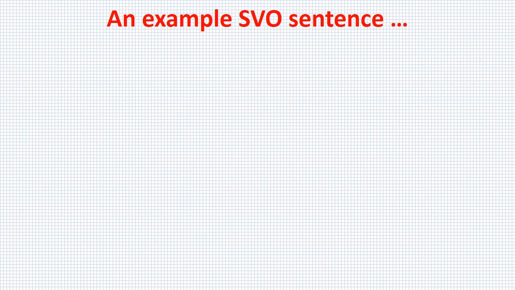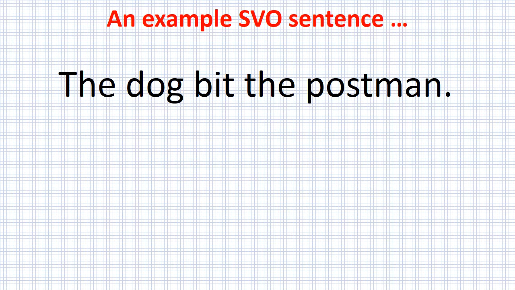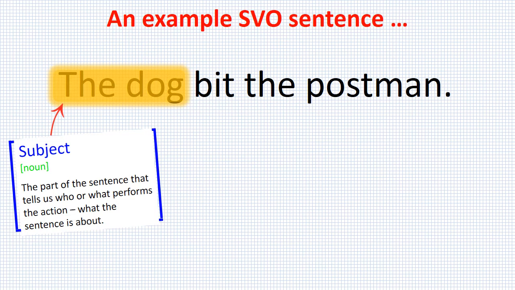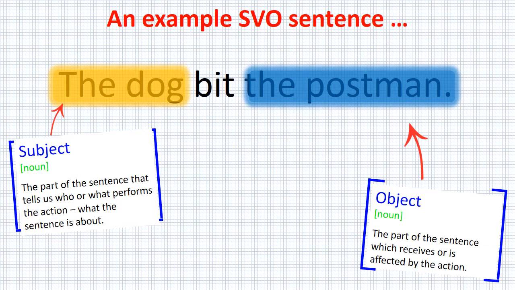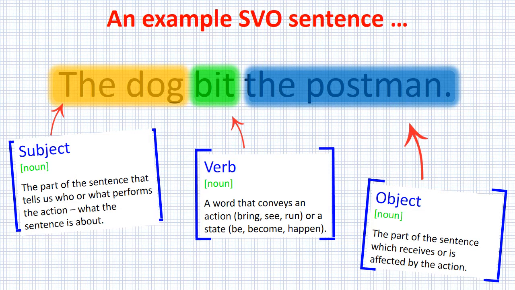Let's look at this simple sentence. The subject is the dog, that is, the thing which is doing the action. So the subject is the agent of the verb. The object, on the other hand, the postman, is the recipient of the action. And the verb is the action itself.